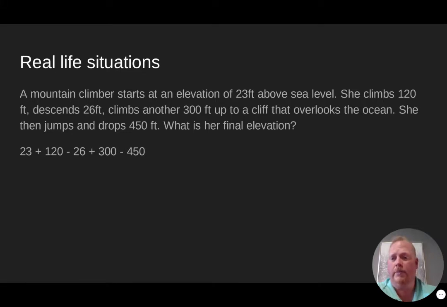Well, we add all those up, plug it in on the calculator, and her final elevation is negative 33. So what does that mean when the elevation is negative? Well, 0 is sea level. So that means she's 33 feet below sea level. So at the end of this jump, she is 33 feet below the water. All right?